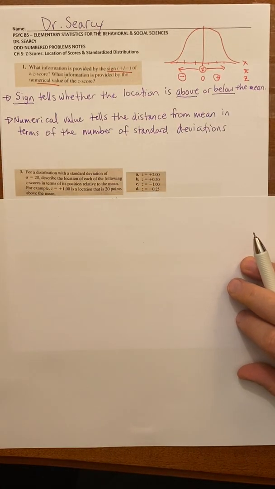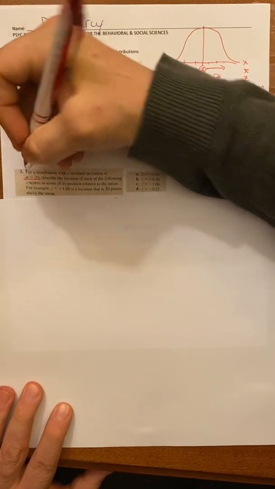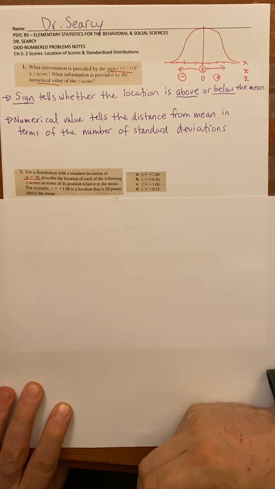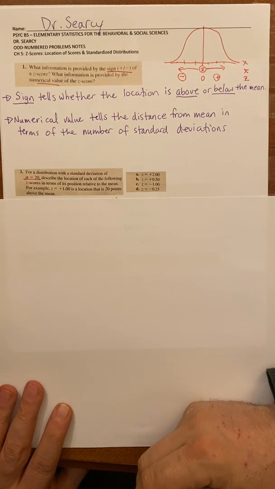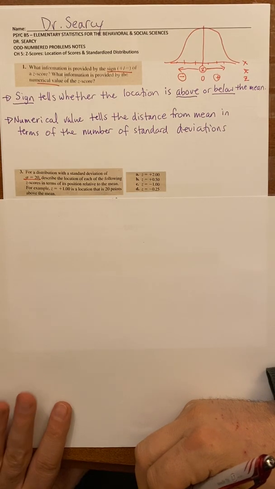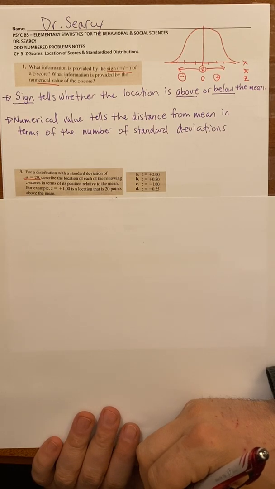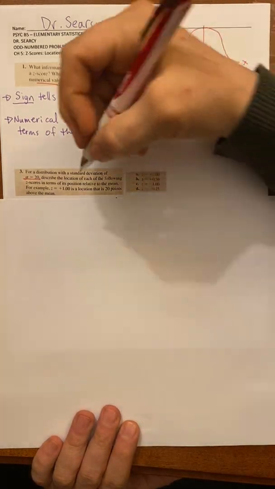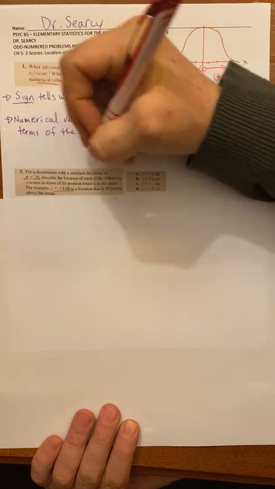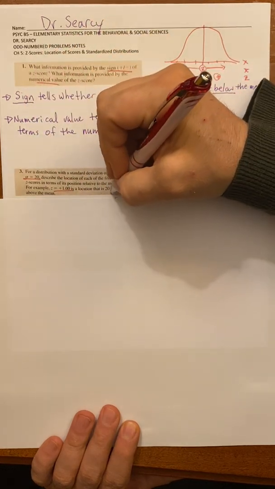Here it says, for a distribution with a standard deviation of 20, describe the location of each of the following Z-scores in terms of its position relative to the mean. And then they have this example here. A Z of 1 is a location that is 20 points above the mean.